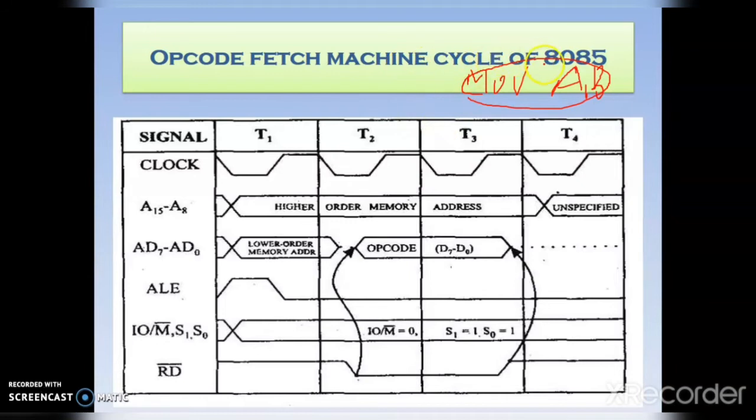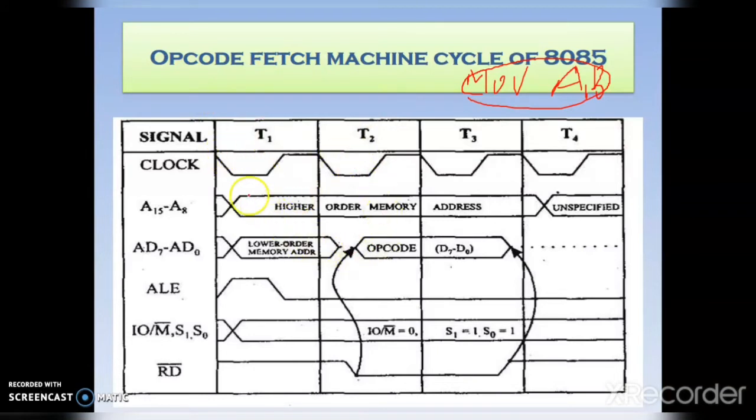Here the microprocessor fetches different types of instructions. Opcode fetch means we have different types of instructions and different types of opcodes. The microprocessor first fetches the opcode, decodes it and executes the instruction. So it decides the nature of the instruction which is going to be performed. So I am taking the opcode fetch machine cycle of the 8085 processor.